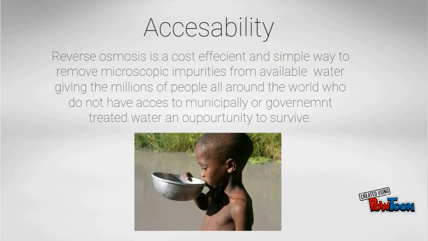Accessibility. Reverse osmosis is a cost-efficient and simple way to remove microscopic impurities from available water, giving the millions of people all around the world who do not have access to municipally or government-treated water an opportunity to survive.